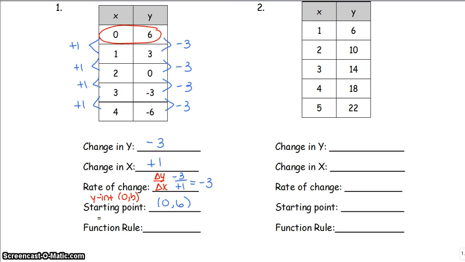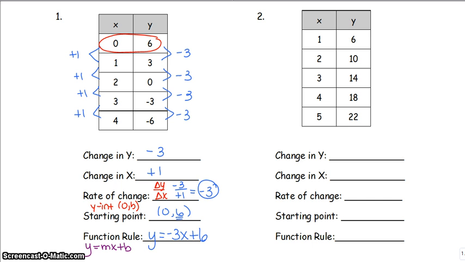So we're going to write our function rule or our equation in slope-intercept form. And just in case we forgot slope-intercept form, y equals mx plus b. So we've got y equals m, our slope, and our slope is -3, x plus our y-intercept, which is, oops, not b, but 6. So the equation of the line represented in the table is y equals -3x plus 6.